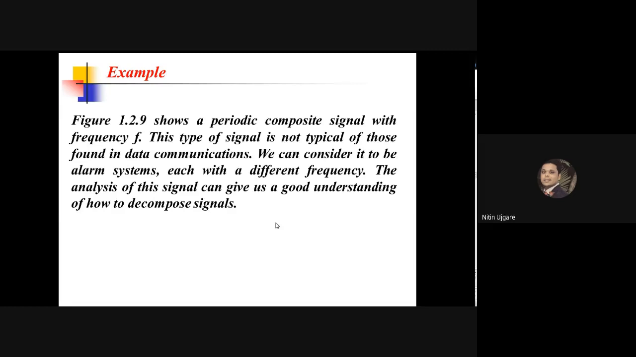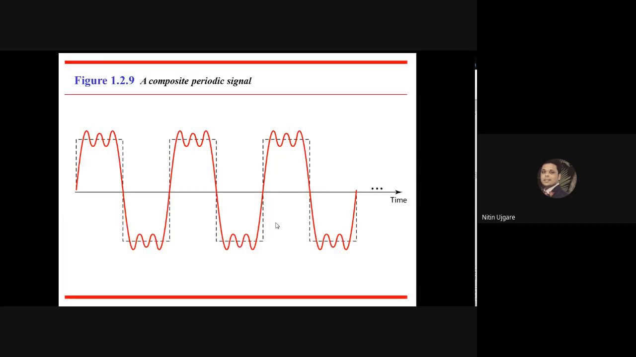So we can consider it to be an alarm system, each with a different frequency. The analysis of this signal can give us a good understanding of how to decompose the signal. I have explained how a single frequency sine wave carries information, and maybe it is used to carry some power or the electric signal to your houses or businesses. So this is a good example of a composite periodic signal.